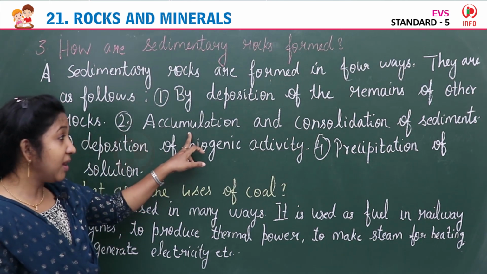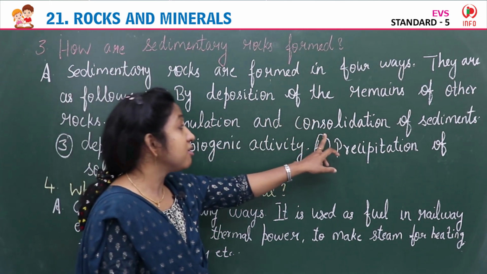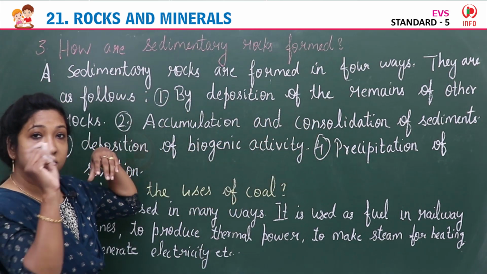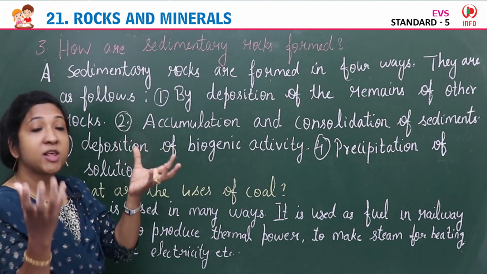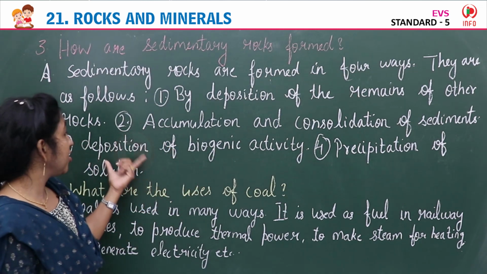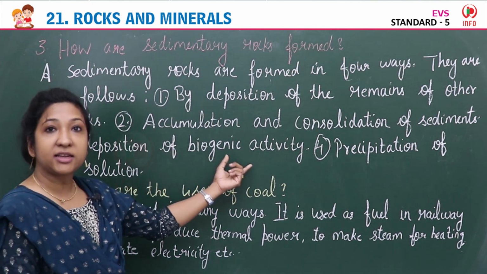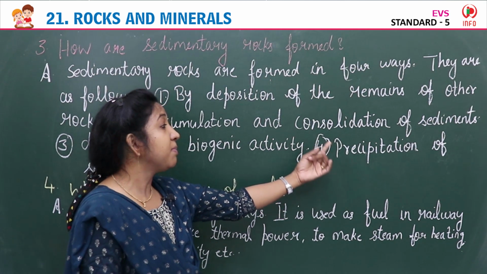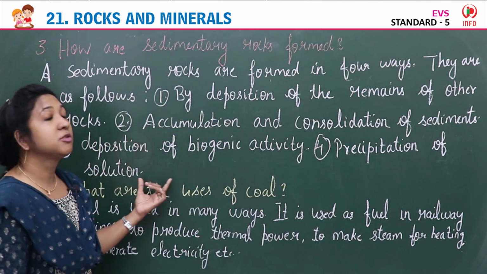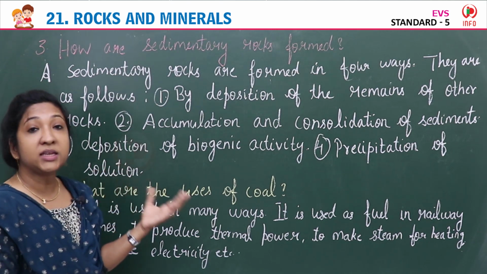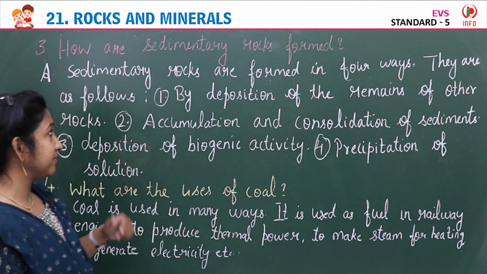Second, accumulation and consolidation of sediments. Small pieces of rocks. Accumulation of those sediments. Third, deposition of biogenic activity, the living organisms. Then last one, precipitation of solution. So these are the 4 ways by which you get sedimentary rocks.